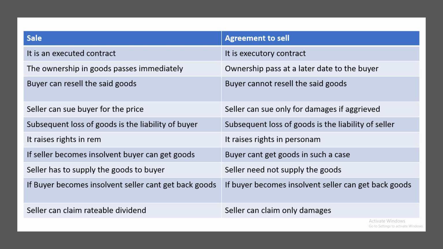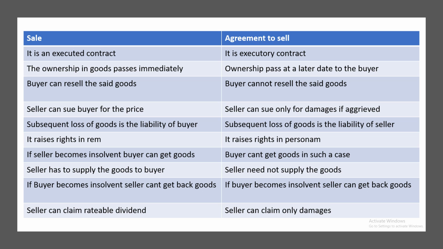Last one, in case of sale, seller can claim rateable dividend on the buyer's insolvency. Whereas in case of agreement to sell, seller can claim only damages because the ownership is with the seller only. Now let us check up the differences between sale and hire purchase.